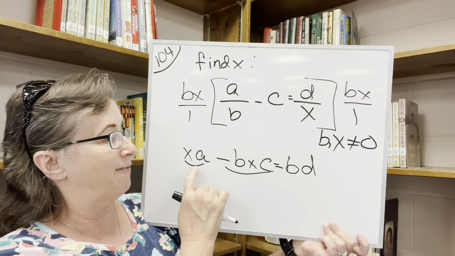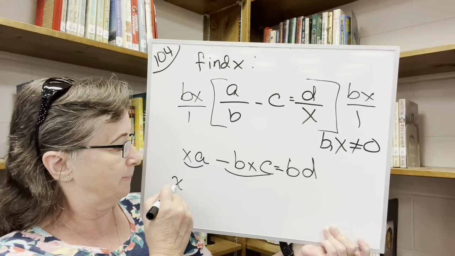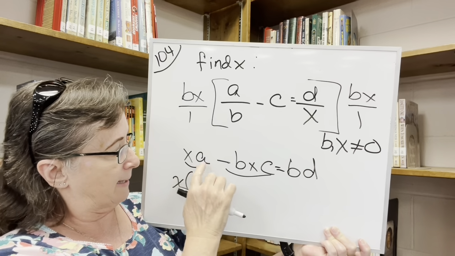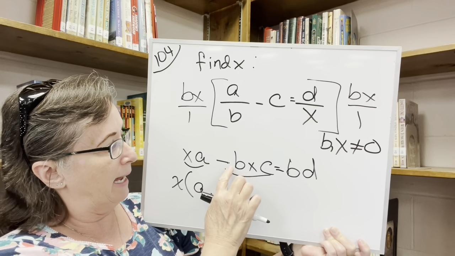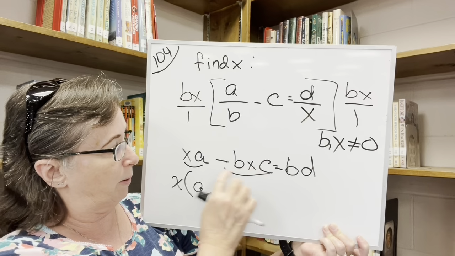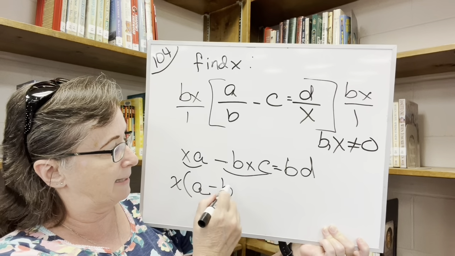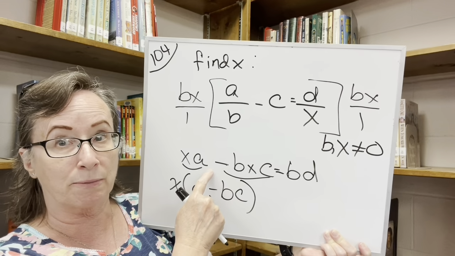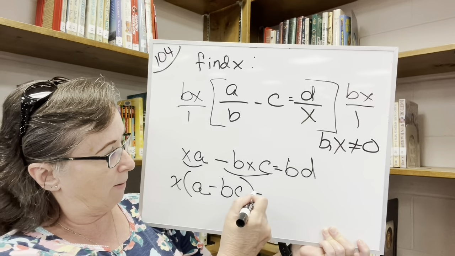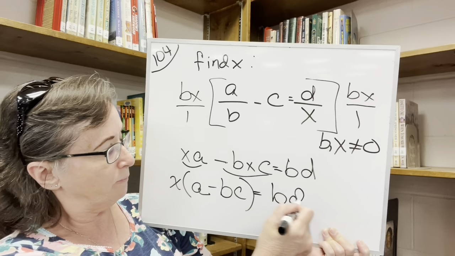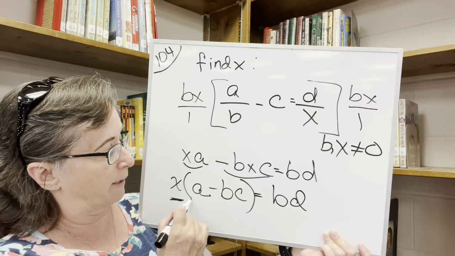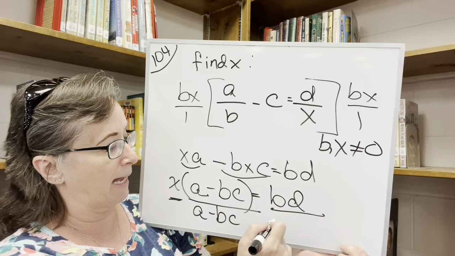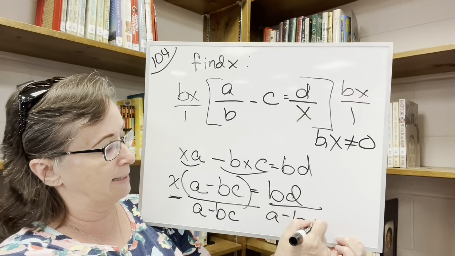So now we're going to factor out the x. Always factor out whatever you're trying to solve for. So xa, we'll just leave an a, and negative bxc, when we pull out the x, is going to be negative bc. Now you can see that if you distributed this back through, wouldn't you get this one back again? All right, equals bd. We're solving for x, therefore we're going to divide by a minus bc. We're going to divide this side by a minus bc.